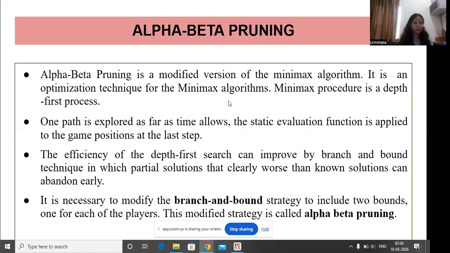So alpha beta pruning is a modified version of the Minimax algorithm. It is an optimization technique for the Minimax algorithm. Minimax procedure is a depth first search.